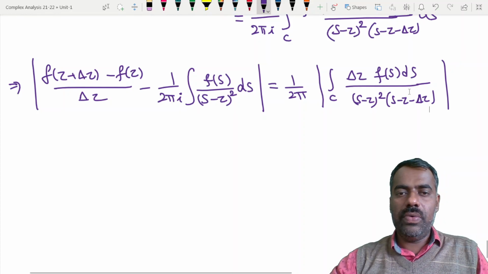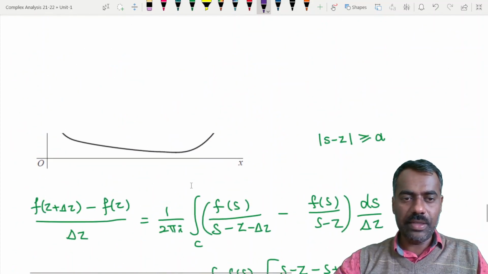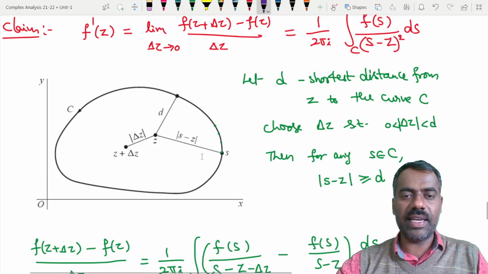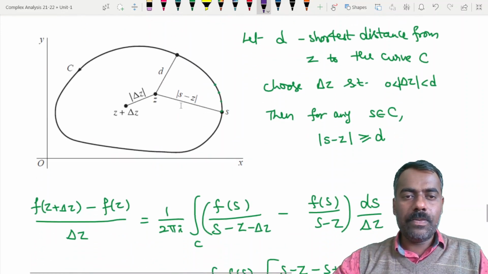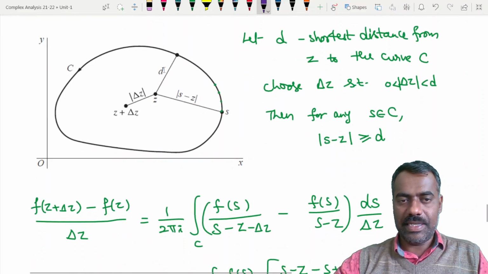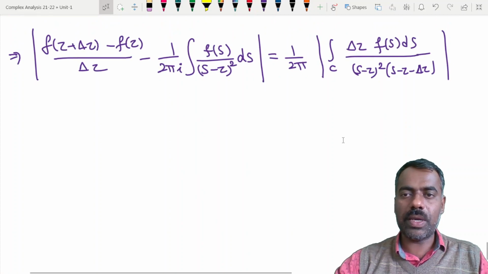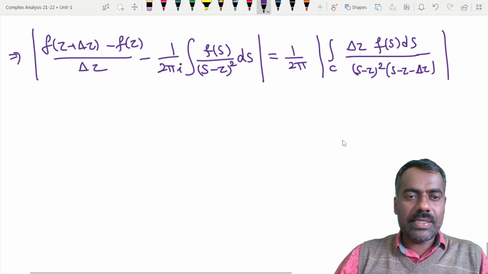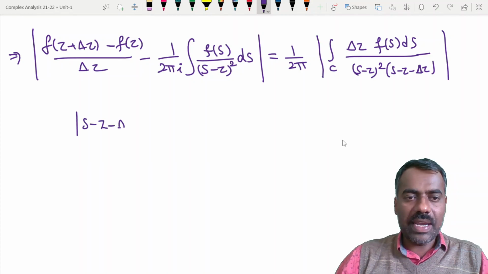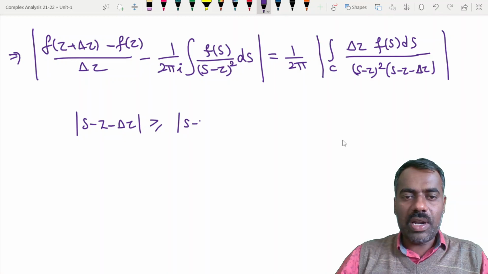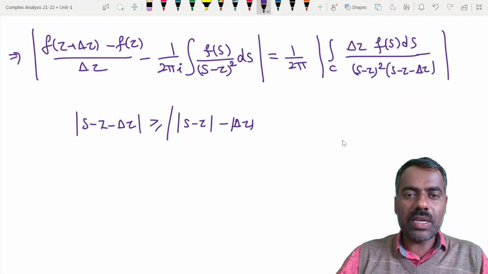For that, now we go back to this picture again here. So now mod delta z is less than d, and mod s minus z is greater than or equal to d. So using these two, we want to find an upper bound for these values. So what we can observe here is that the modulus of s minus z minus delta z is greater than or equal to the modulus of s minus z minus the modulus of delta z, by using the triangle inequality.